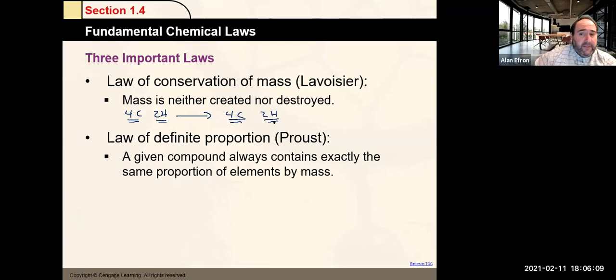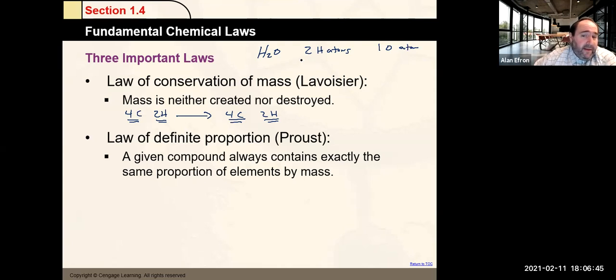Another important relationship is known as the law of definite proportion. That basically means that when we have a compound, it always contains the exact same proportions of elements by mass. So what does that mean? It means, for example, if you took something like water, which is H2O, it has 2 hydrogen atoms and it has 1 oxygen atom.